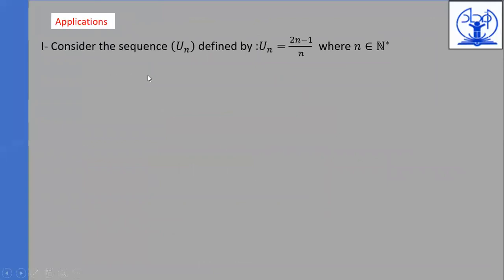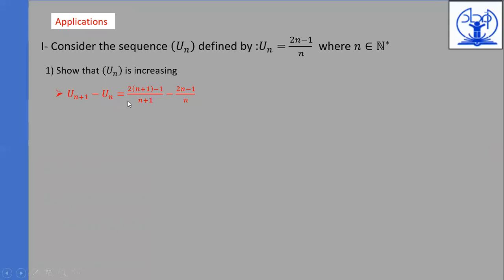Applications: consider the sequence u_n defined by u_n = (2n - 1)/n, where n is in N*. First question, show that the sequence is increasing. To prove that the sequence is increasing, but notice here that this sequence is explicit, you should expect easy questions or easy ways to answer.